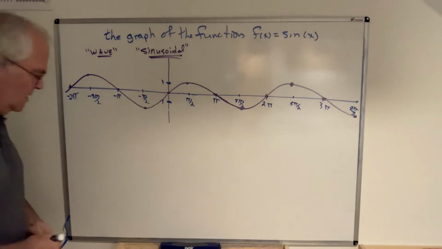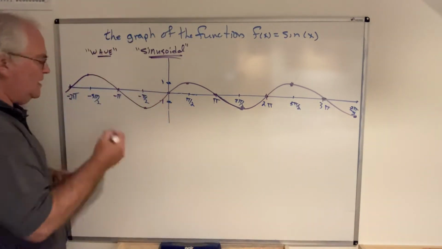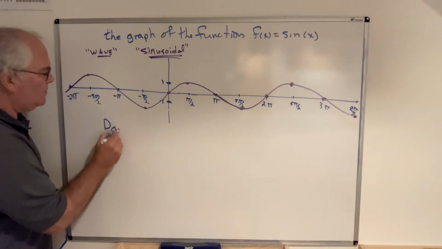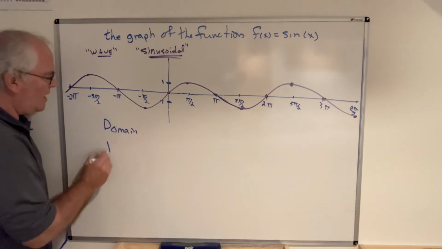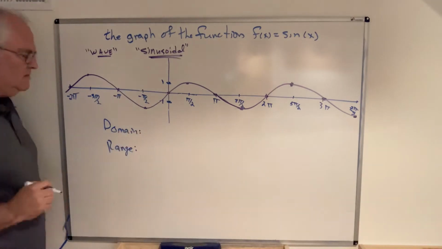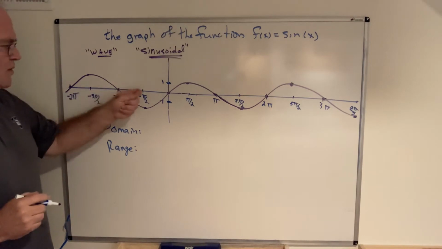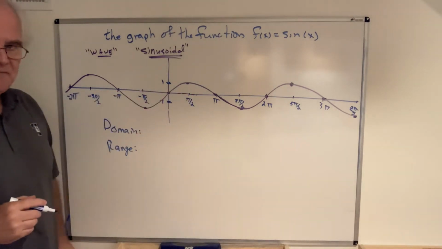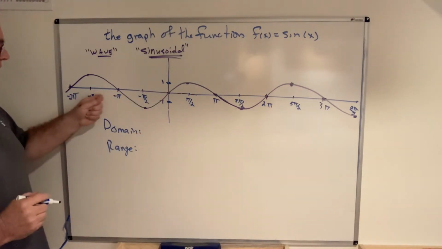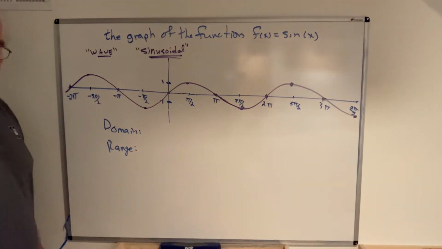And so now what we can do is the same thing we do with every other function you've ever encountered. We need to talk about the domain and the range. Well, the domain consists of all the x values which you are allowed to use as input. Or the domain consists of all the x values which, if you use them, actually do produce an output.